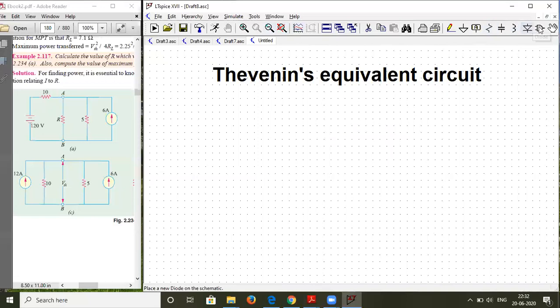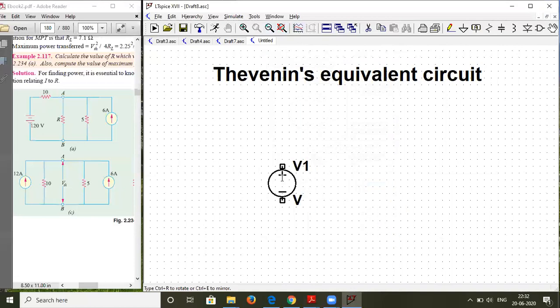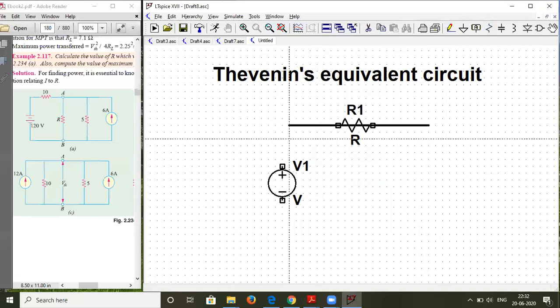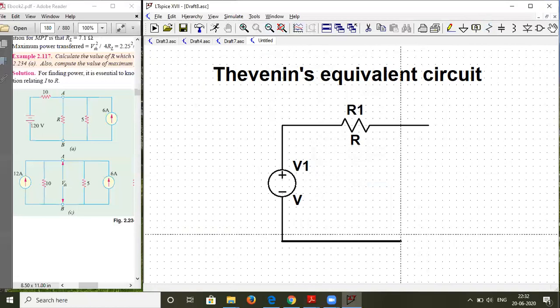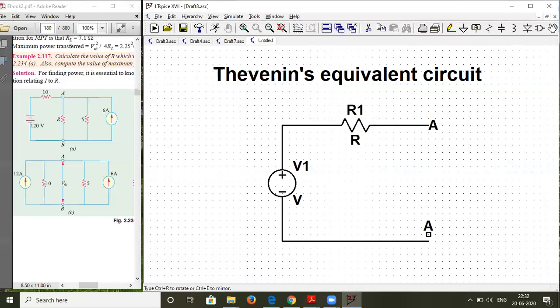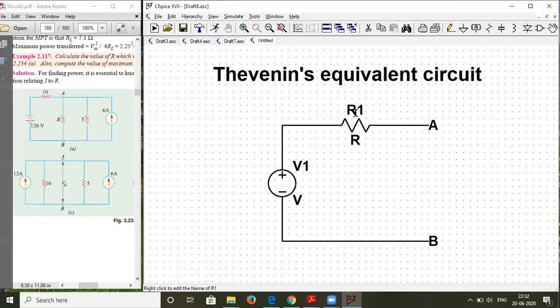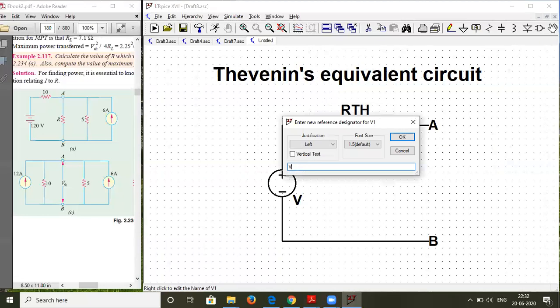So it consists of a voltage source VTH, and then we have RTH like this. So let me connect this circuitry. Okay, so these are the points A and B basically. So let me label this as point A, and this will be point B. So this is my RTH, and this is VTH.